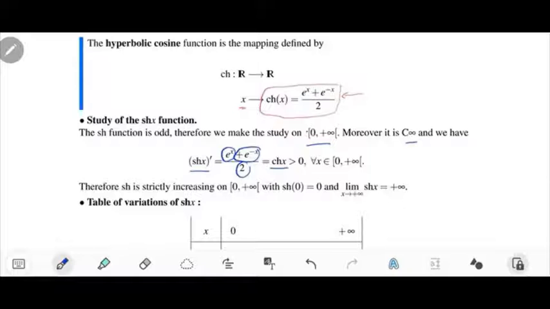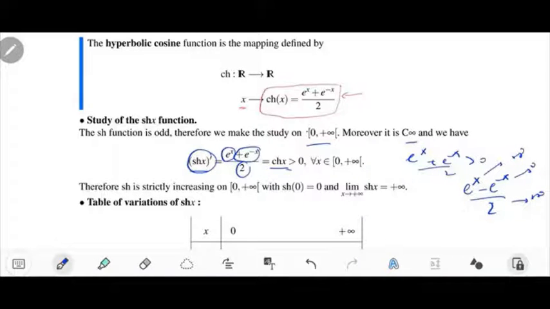And since ch x is positive because it's equal to (e^x plus e^(-x))/2, so it's always positive, then the derivative of sh is positive, and then sh is increasing on 0 to plus infinity because we are doing the study on 0 to plus infinity. And also we know that sh of 0 is equal to 0 by replacing x by 0, and we know also that the limit of sh when x tends to plus infinity is equal to plus infinity, because in (e^x minus e^(-x))/2, the e^x term goes to plus infinity, the e^(-x) term will go to 0, and then overall it will go to plus infinity.